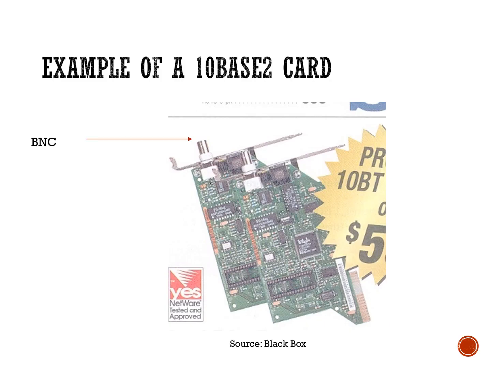Next, I'm showing you examples of a 10 base 2 card and a 10 base T card, so that it will be easier for you to identify them when you go and buy the card in the market. See, this is what makes it easy to distinguish whether it is a 10 base T card or a 10 base 2 card. This is a 10 base 2 card. This is the BNC connector it has here, where the arrow indicates.